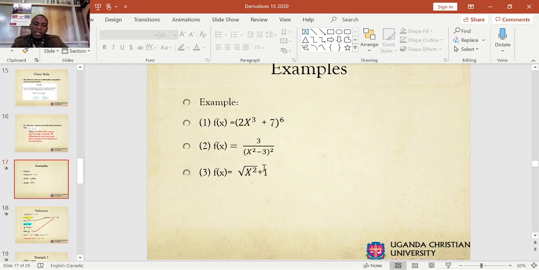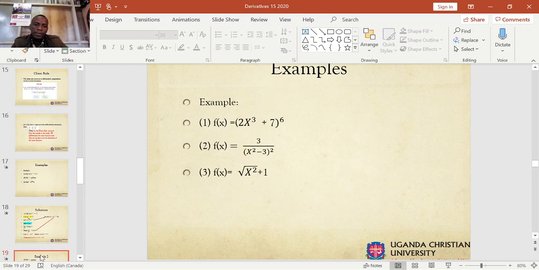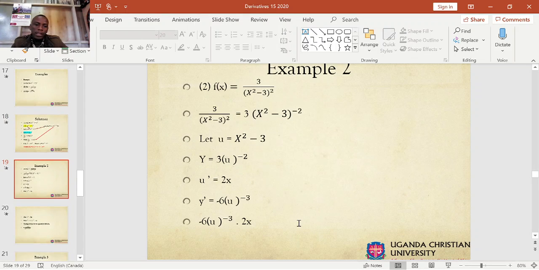We had 2 examples. There's another example, this one: 3 divided by (x squared minus 3) squared. That was our example 2.